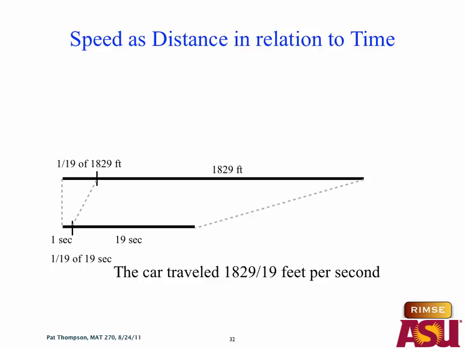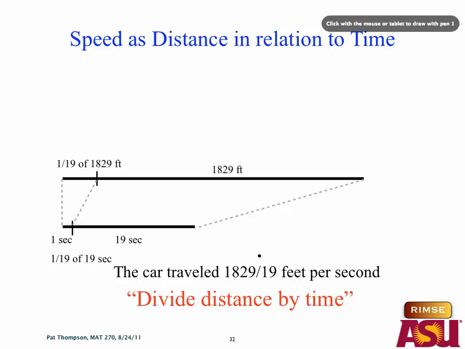Both work, but if we're focusing on division, I would guess that most people, when I ask the question, how fast does it go every second, divide. That's why it's divide, because that's how you get 1/19th of 1829. You divide distance by time. Okay, so someone put that in your calculator. When you divide 1829 by 19, what do you get? Equals what?